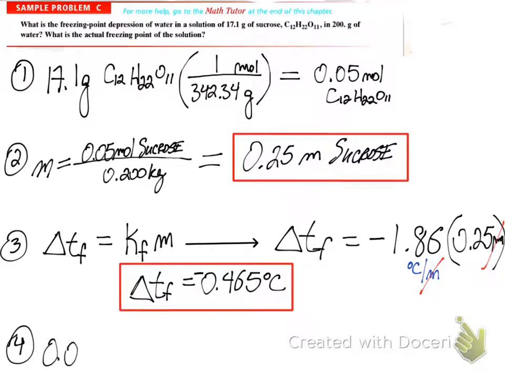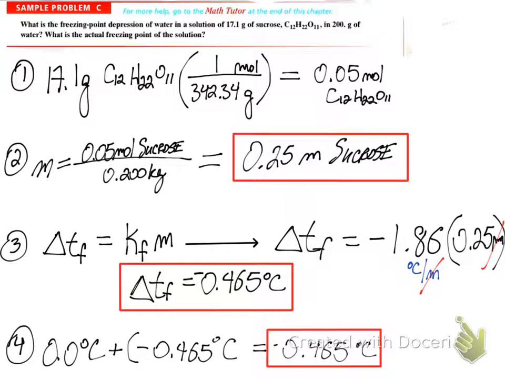So what is the actual end temperature the question is asking for? Well, we know that ice freezes at 0 degrees Celsius. So adding a little sugar will depress that freezing point by negative 0.465 degrees Celsius, and 0 degrees plus negative 0.465 is going to get us a resultant, perceived freezing point temperature of negative 0.465 degrees Celsius.